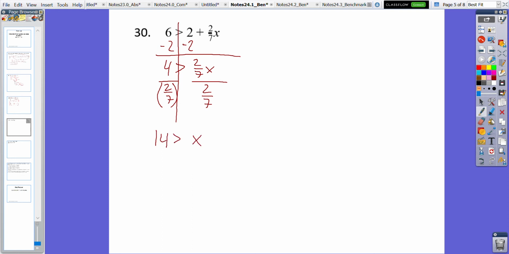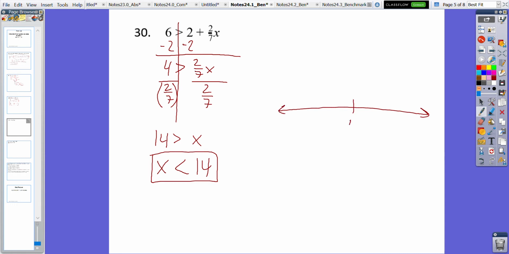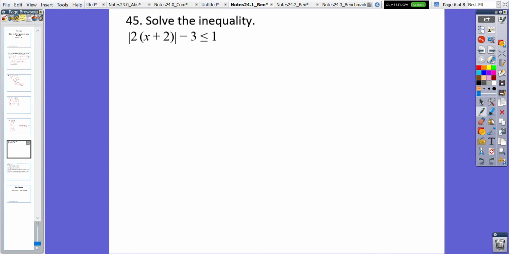But remember, we want to write it where it makes a little bit more sense, where x is on the left side. So in this case, it would be x is less than 14. So all my values that are less than 14 are valid values for this solution set. If I put 14 in the middle of my number line, then we have 13 to the left, 12 to the left, and then 15 to the right, 16 to the right, and then I put an open circle over 14 and shade everything to the left, like I have done in multiple videos in the past.